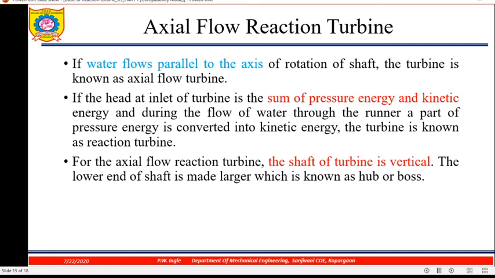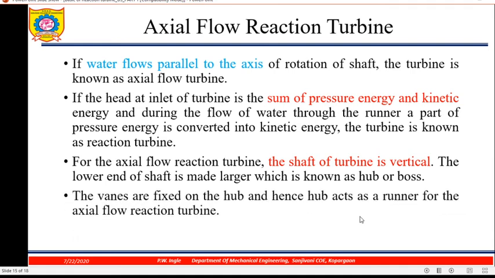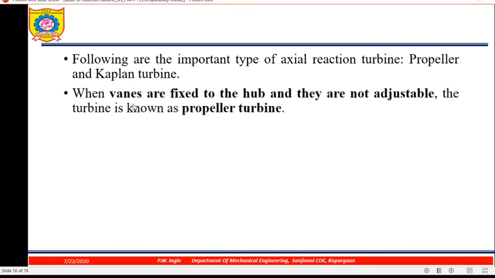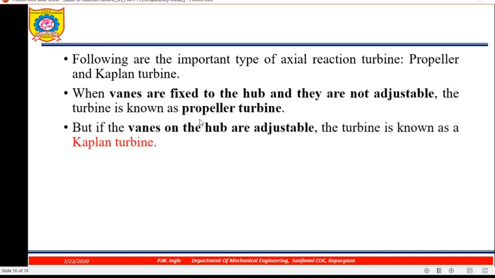For the axial flow reaction turbine, shaft of turbine is vertical. The lower end of shaft is made larger, which is known as boss or hub. The vanes are fixed on the hub, hence hub acts as a runner for the axial turbine. Okay. There are two types of axial flow reaction turbine, propeller and Kaplan. If the vanes are fixed to the hub and they are not adjustable, then it is known as propeller turbine. If the vanes on the hub are adjustable, then the turbine is known as Kaplan turbine.